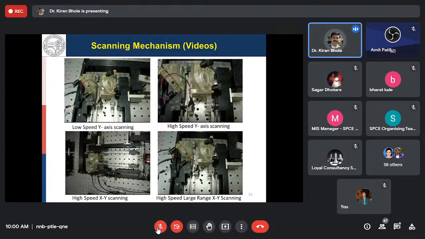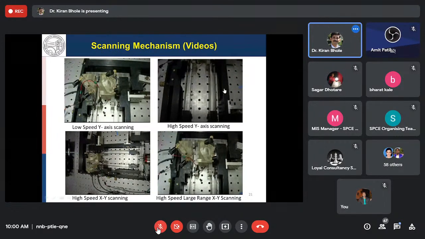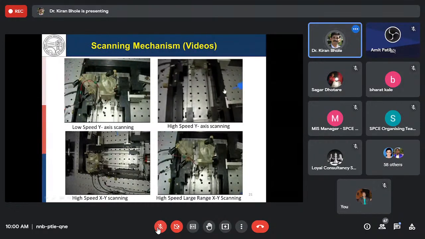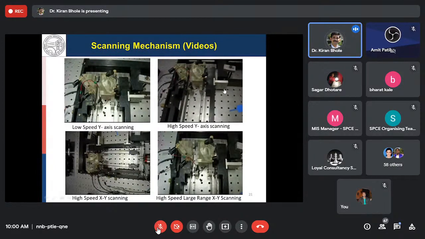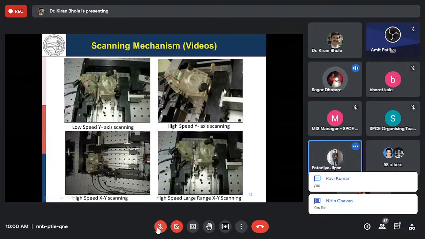So this is low speed Y-axis scanning. I think this video is not getting played. Yeah, this is okay. Are you able to see the video? So this is high speed Y-axis scanning. Is the video visible for all of you? Yes, sir.